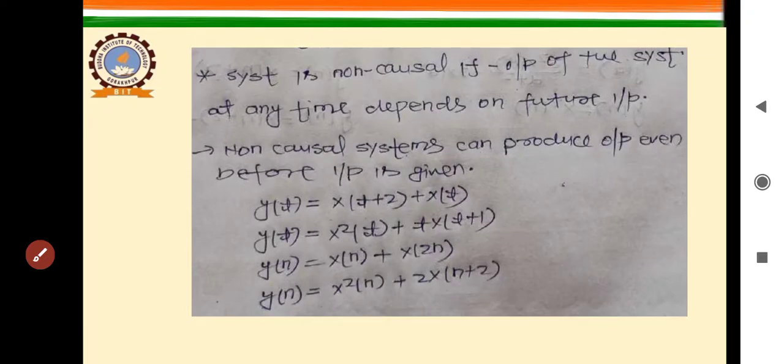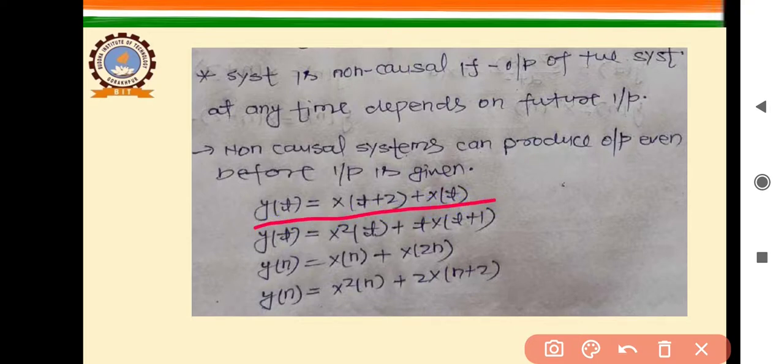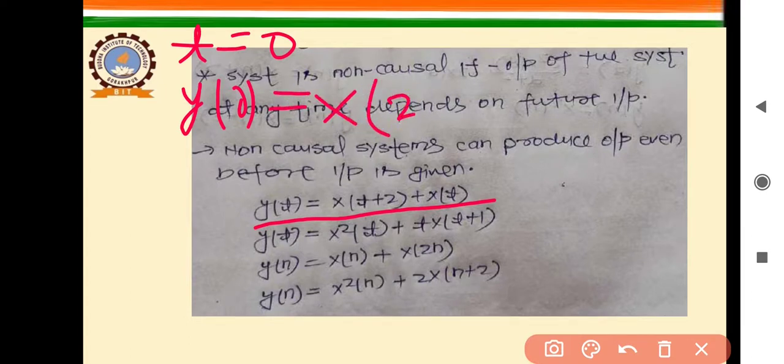a system is said to be non-causal if the output of the system at any instant of time depends on the future input. The examples for the non-causal systems are given here. y of t is equal to x of t plus 2 plus x of t. It means that if I take time instant t equal to 0, then y of 0 will be equal to x of 2 plus x of 0.